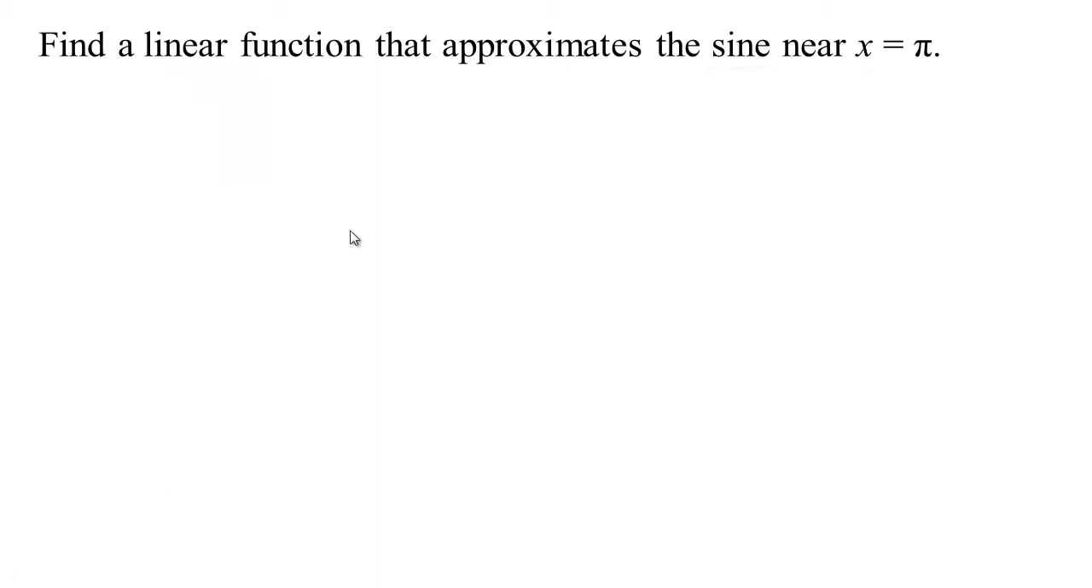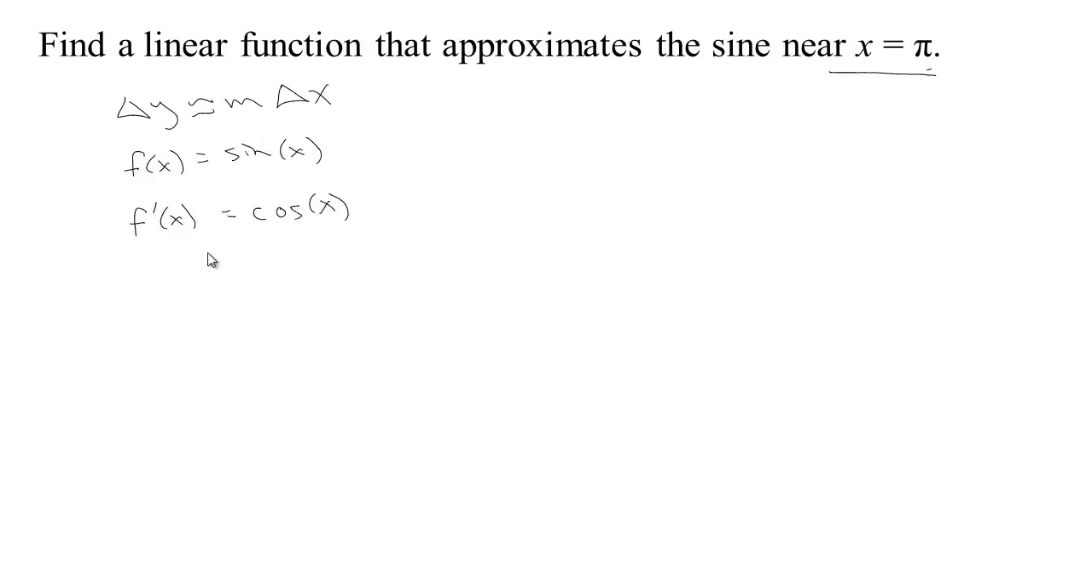Let's do another example. This time, let's do it near the point where x equals pi. Again, we have this basic idea that the change in y is approximately the slope times the change in x. And again, our function is sine of x, so the derivative of our function is cosine of x. That gives us the slope of the function if we plug in a particular x value. If we plug in the value pi, the slope is the cosine of pi, and the cosine of pi, you'll recall, is -1. We also need a point on the line. We know that when you plug in pi, the sine of pi is 0. So this gives me my x naught and my y naught.